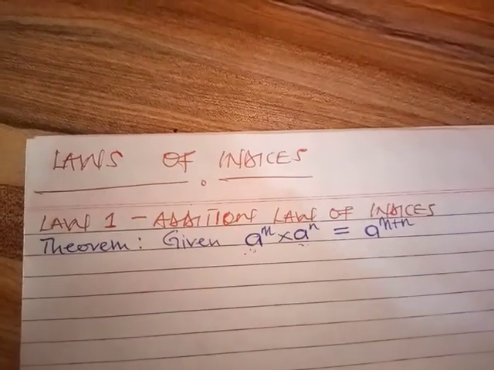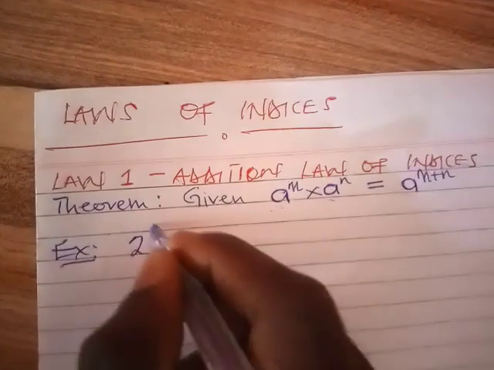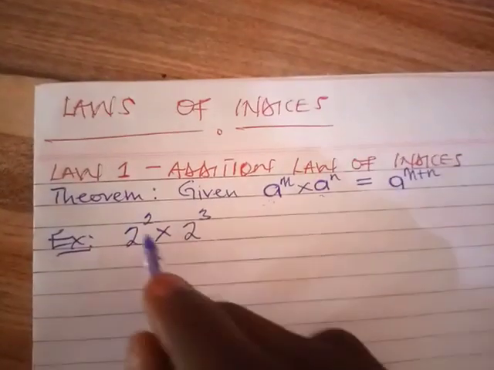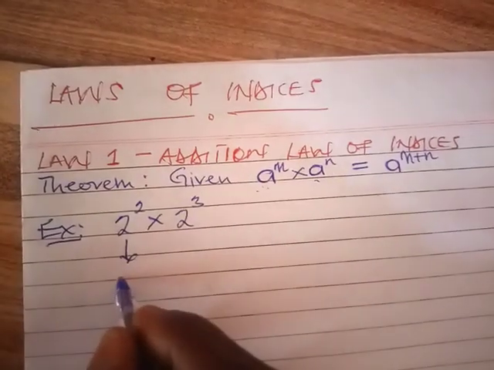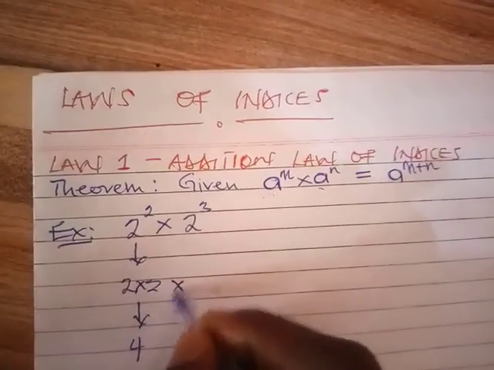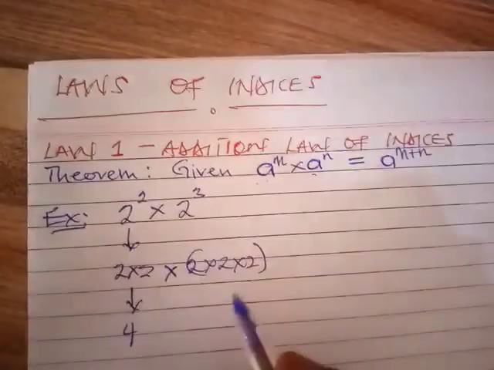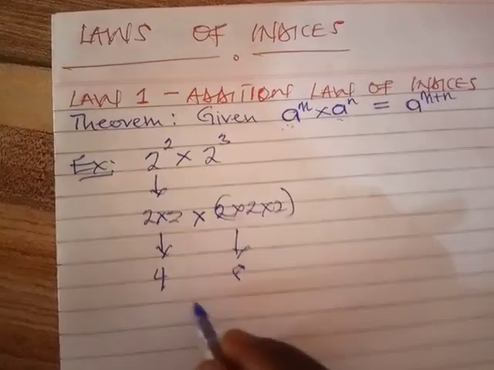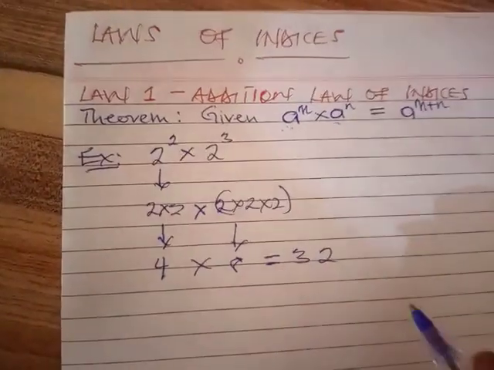Now let's support this with an example. Let's say we have 2 exponent 2 multiplying 2 exponent 3. 2 exponent 2 is the same as 2 times 2, which is also the same as 4. 2 exponent 3 is the same as 2 by 2 by 2, which is the same as 8. And 4 times 8 is 32.